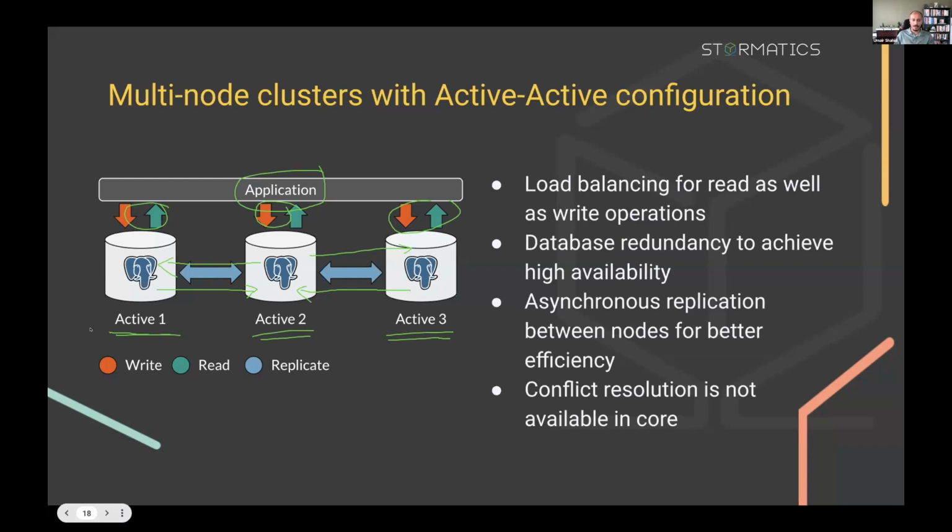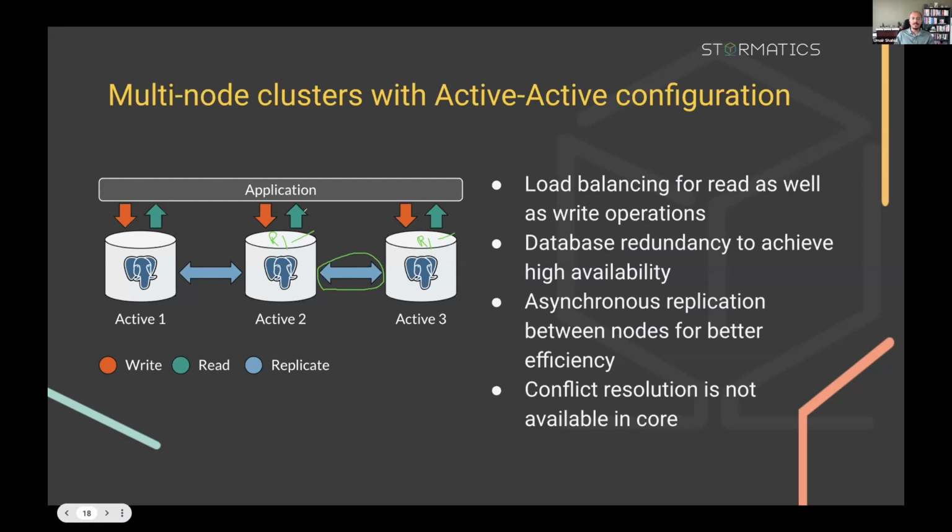Now, the important thing over here is that while this is bidirectional replication, it does not resolve any conflicts. So if you've got R1 in active 2 and the same row in active 3, and the application tries to change this row in both of these nodes, there is no way for this replication to determine which change to persist and which change to reject. That conflict resolution is not available in core.